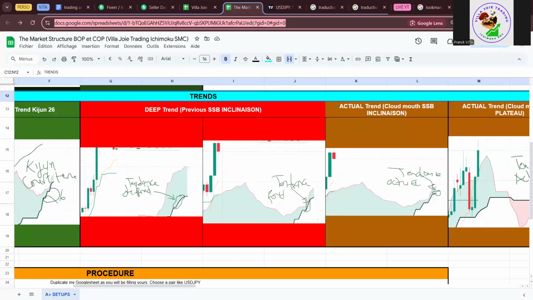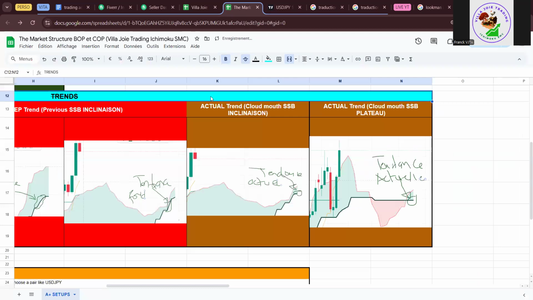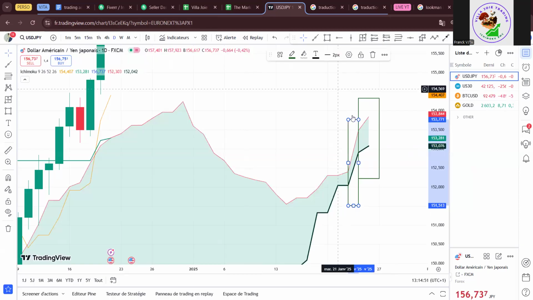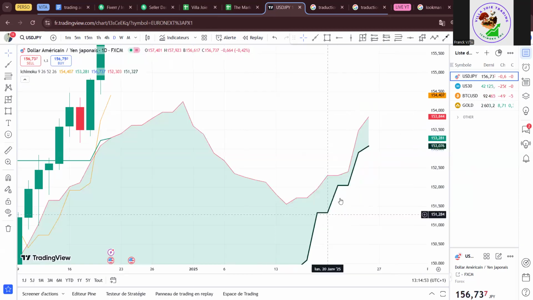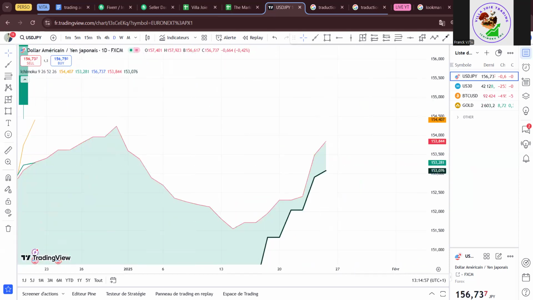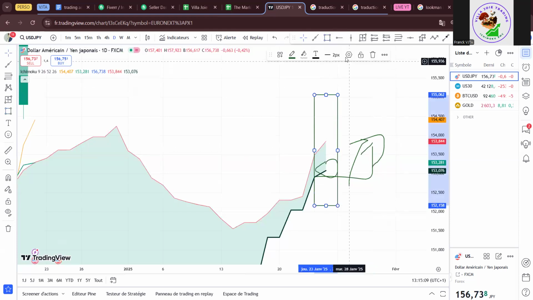So now let's look at actual trend, right? Now actual trend is the mouth of the cloud. For example, this one, what is the actual trend of this one? It's just the mouth. This is the mouth of the SSB. Take SSB. It's an uptrend. You see how it is inclined to the upside. If you take a rectangle like this, it's inclined, right?